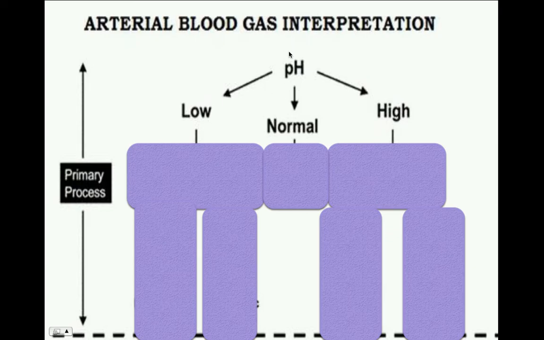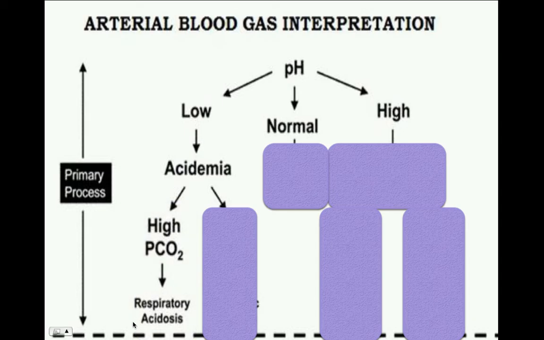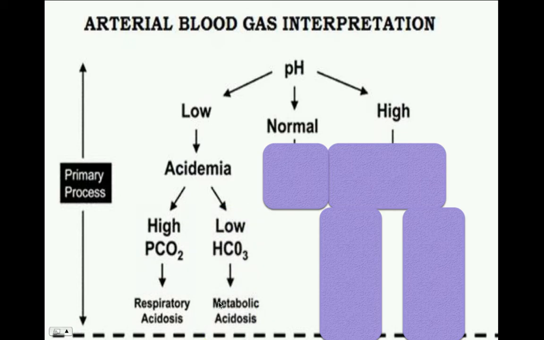First, we need to look at the pH, whether it is low, normal, or high. Now, if it is low, we know a low pH is called acidosis. Now, this could be either because of the respiratory or the metabolic system. Now, for the respiratory system to cause acidosis, it needs to retain carbon dioxide. So, the partial pressure of carbon dioxide will be high, and we will call this respiratory acidosis. For the metabolic system to cause acidosis, it needs to pump out less bicarbonate. So the concentration of bicarbonate will be low and we will call this metabolic acidosis. Now let's say the pH is high.